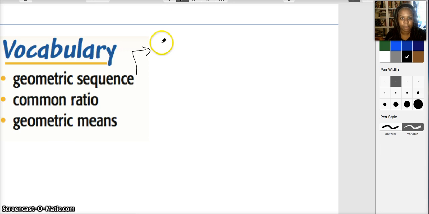So let's see what I'm talking about. Let's say I start my sequence with the number 4, and I multiply each subsequent number by 1/2. So 4 times a half is 2, 2 times a half is 1, 1 times a half is 1/2, 1/2 times 1/2 is 1/4. This would be considered a geometric sequence.